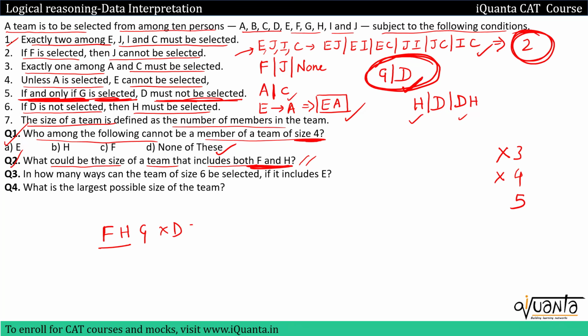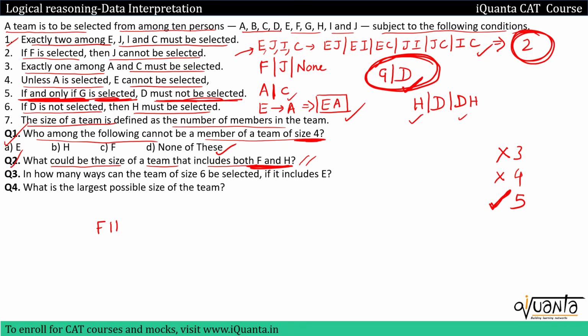So let me select I and C. So 2 out of EJIC have been selected. And does this team of 5 violate any conditions? No, it is not violating any conditions. So yes, a team of size 5 is possible when F and H are present in the team. Let me check for teams of size 6, 7, 8, 9, 10 as well.